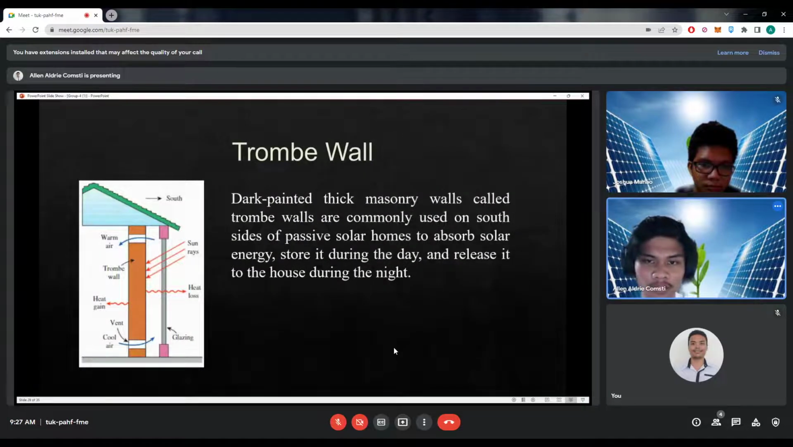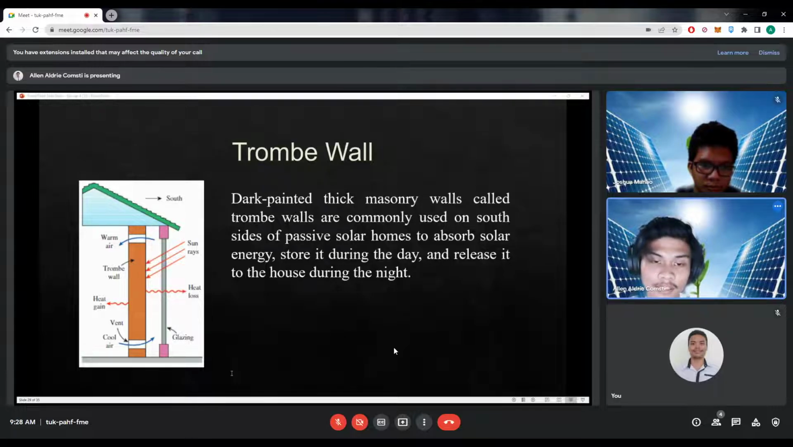Trombe walls. These dark painted thick masonry walls, called Trombe walls, are commonly used on south sides of passive solar homes to absorb solar energy, store it during the day, and release it to the house during the night. The idea was proposed by E. L. Morse of Massachusetts in 1881 and is named after Professor Felix Trombe of France, who used it extensively in his design in the 1970s.